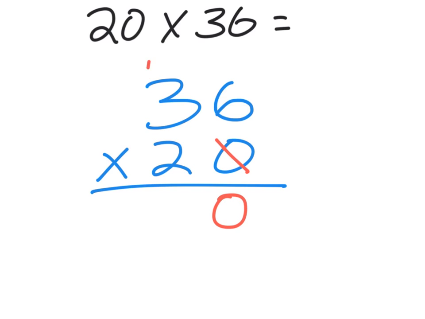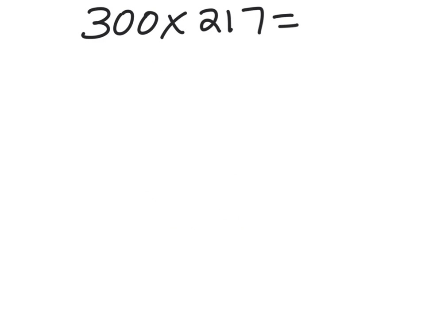2 times 6 is 12. 2 times 3 is 6, plus 1 is 7. 720. I saved myself a lot of work by putting that 0 in the answer first. And then I still had to go through the steps and multiply 2 times 6 and 2 times 3. But at least I saved myself some time by using the shortcut of putting whatever zeros I can down. Okay? Let's look at another one.